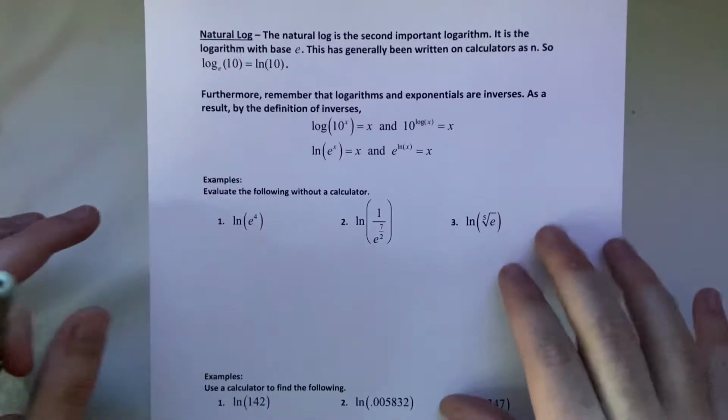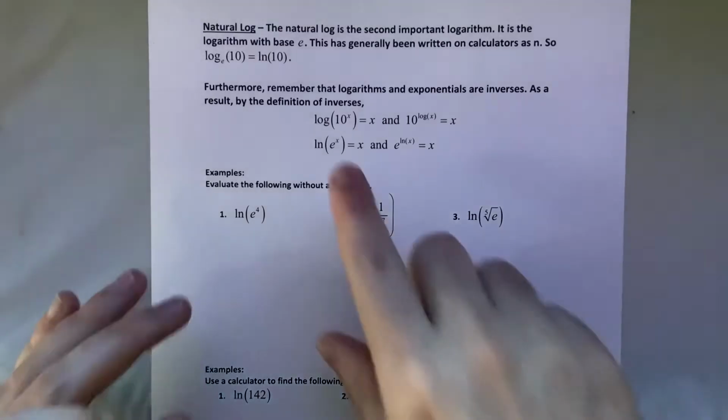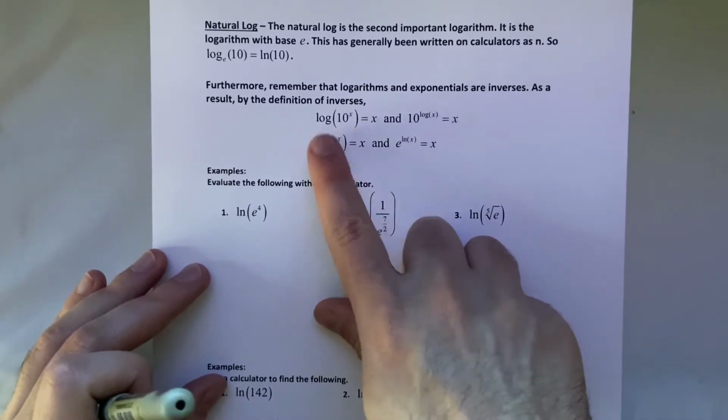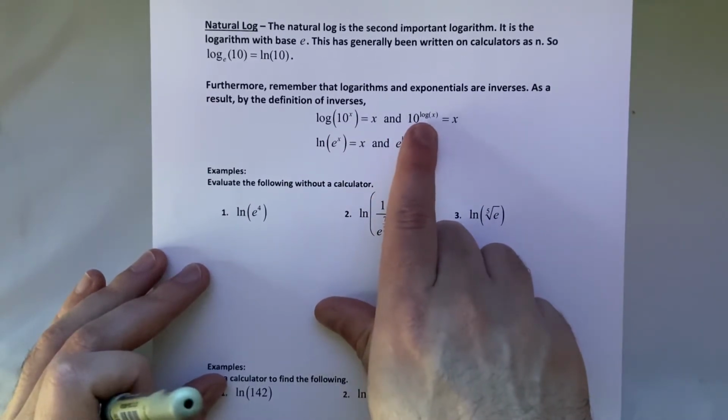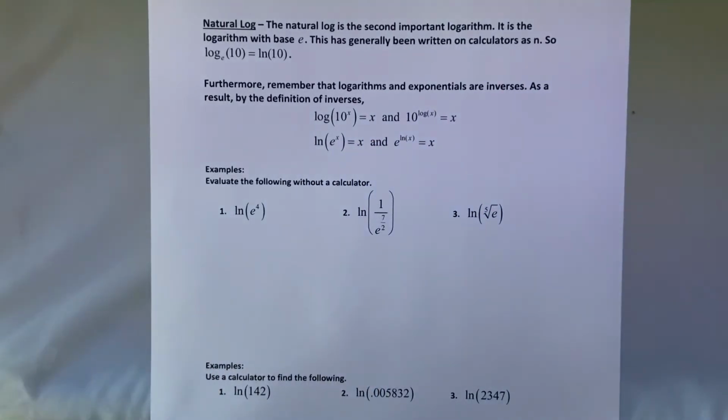Now, besides the log, we mentioned the ln button a minute ago. The natural log is the second most important logarithm, maybe even more important than log base 10. It is the logarithm base e, but it's the second one in the calculator. So when you see ln, it's log base e. Now, we talked about e a little bit with the compound interest before, where it comes from with continuously compounded interest. So just like log of 10 to the x equals x, because they cancel, 10 to the log of x is x, ln of e to the x is x, and e to the ln of x is x.